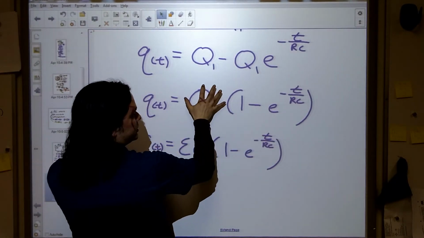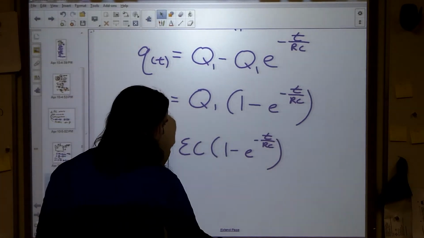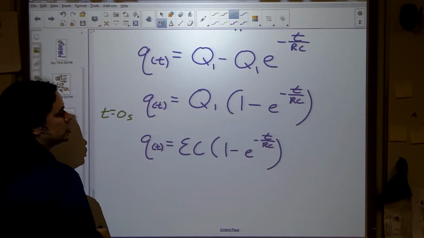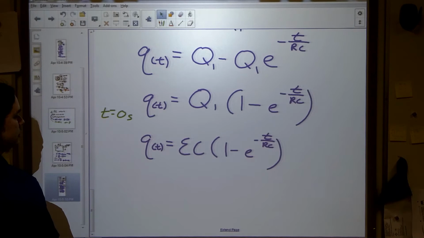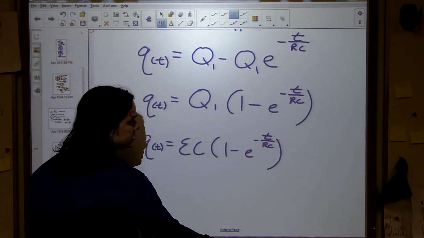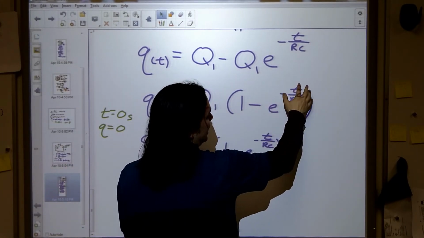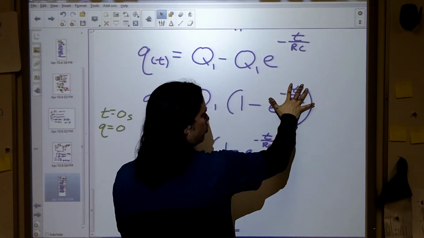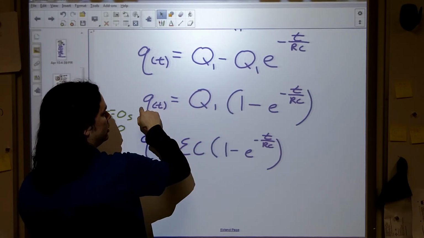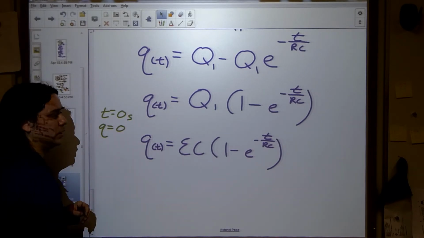Let's step back from this one and see why I like using Q1. Let's double check our answer. At time equals 0, how much charge did I have on my capacitor? Well, at time equals 0, we said that the charge was 0 because it was discharged. If I put t equals 0 in here, I have e raised to the negative 0, so that's 1. 1 minus 1 is 0 times Q total, doesn't matter. I do actually end up with a charge of 0. This meets my initial boundary condition.